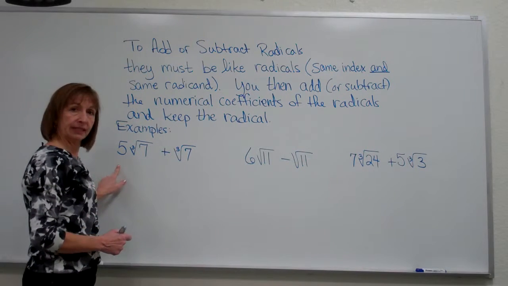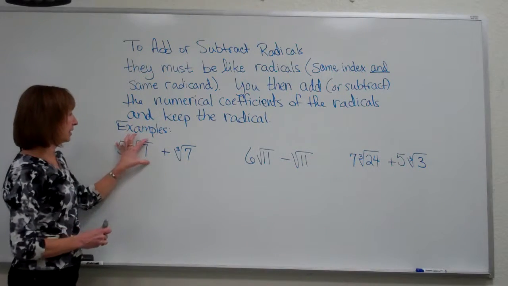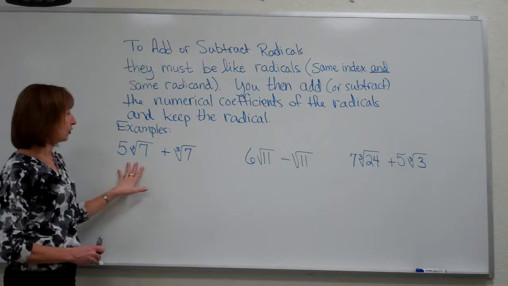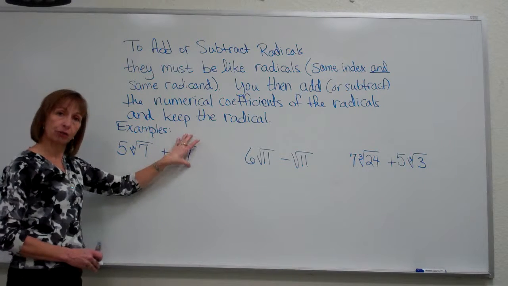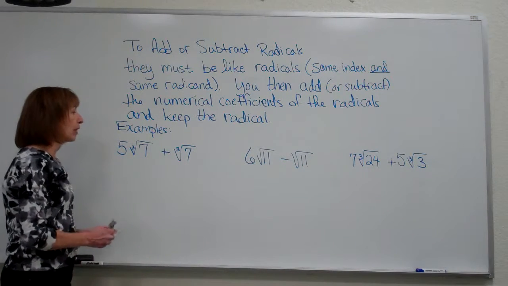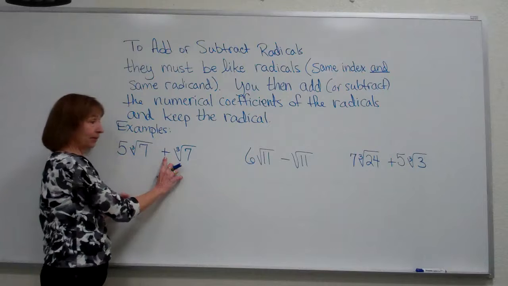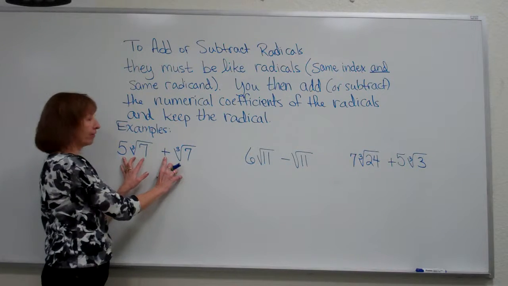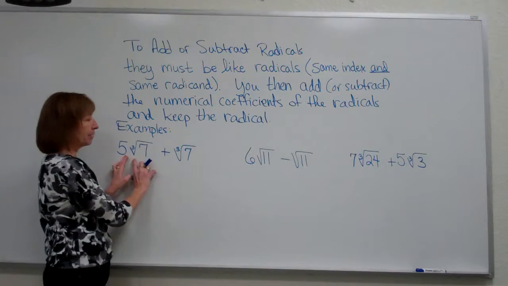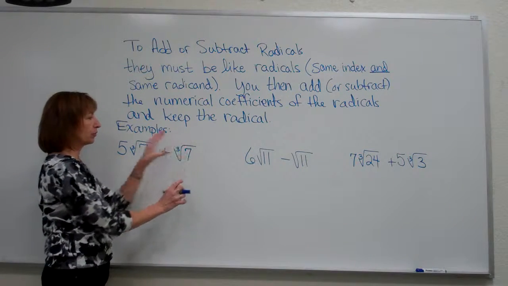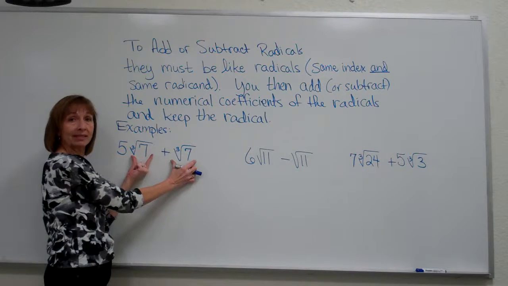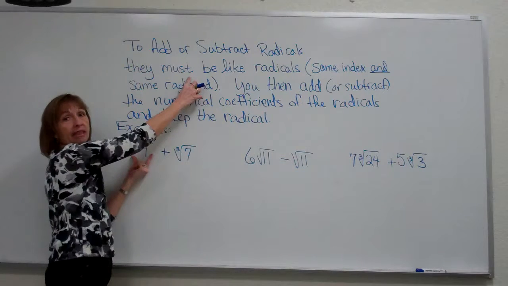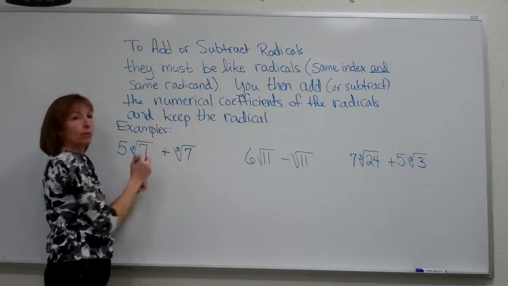So let's look at our first example. Our first example is to take 5 times a cubed root of 7, and add to it a cubed root of 7. So the overall operation between them is to add them. I have a term that is 5 times the cubed root of 7 and a term that's the cubed root of 7. Within these 2 terms, they do have the same radical, cubed root of 7. So I've met the condition that they have like radicals, and now I want to add them.